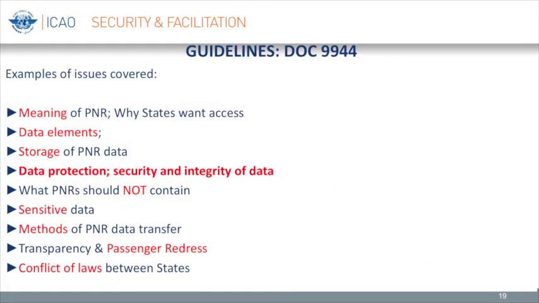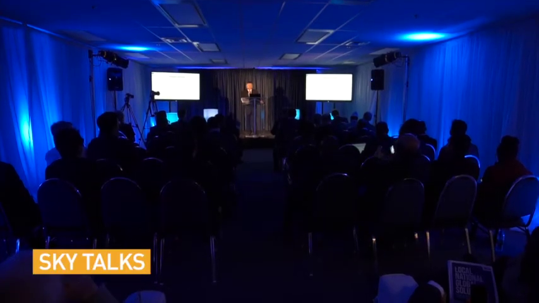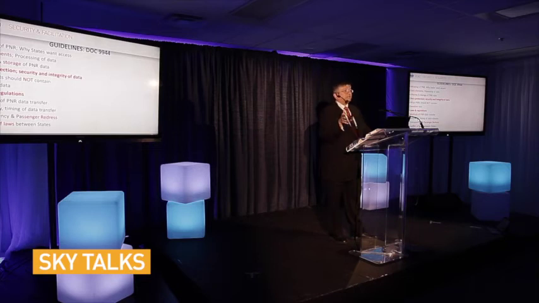The ICAO guidelines that you find in Doc 9944, I will not go into this in great detail now, but the guidelines address a range of issues. The meaning of PNR, why states want access. API identifies individuals that are on a watch list. PNR is used for risk assessment. PNR identifies or looks for patterns of travel. And that is why states want PNR as well as API for border control purposes, but their functions are a bit different.